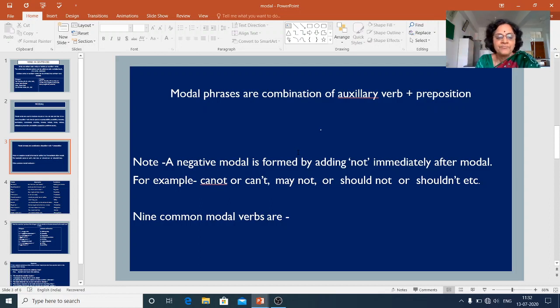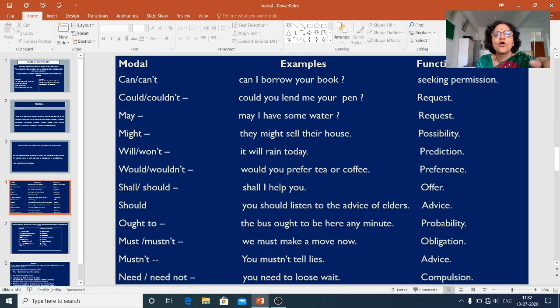It's very simple. I've just listed nine common modal verbs. There are some more, but these are the important ones which generally come. Here I've listed can, can't, could, couldn't, may, might, will, won't, would, wouldn't, shall, should, ought to, must, mustn't, need, need not. I've given you examples for each of these modals, and also the functions. Last class you did language functions, so here I've listed how to identify those functions.